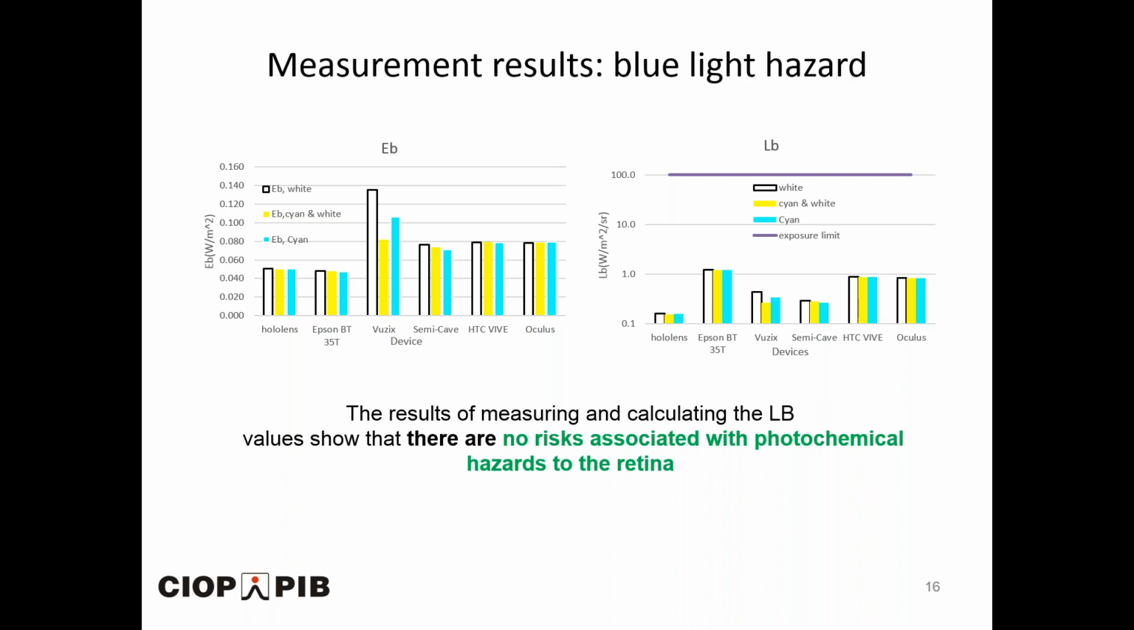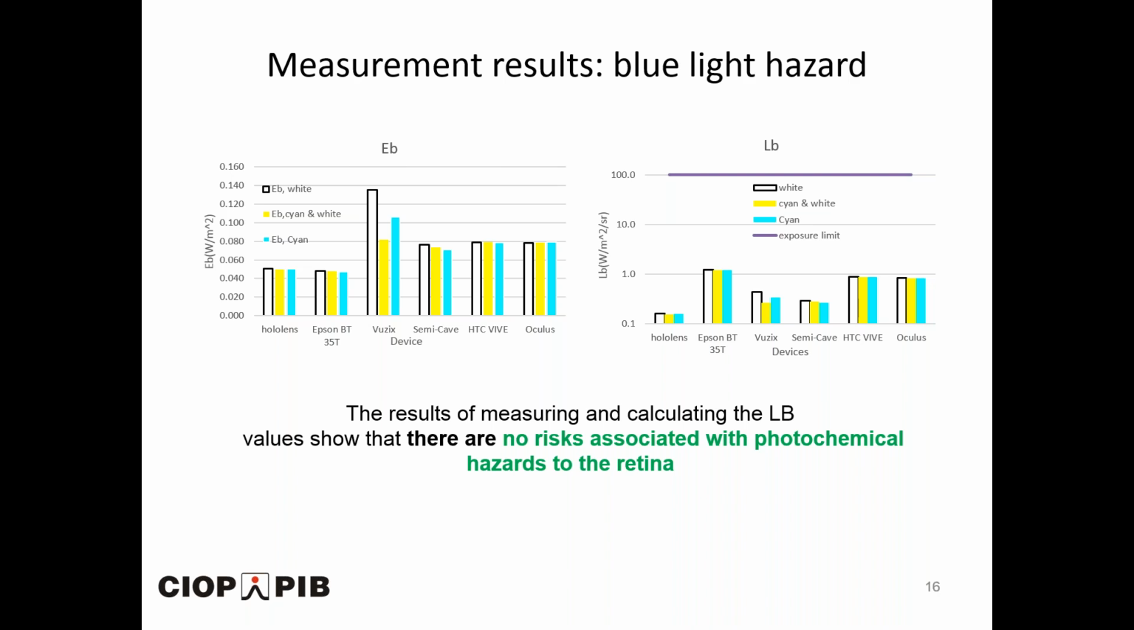When it comes to the results, we can say that they are very, very safe. We are far from the exposure limit values. The highest detected radiation was around 100 times lower than the exposure limit values.